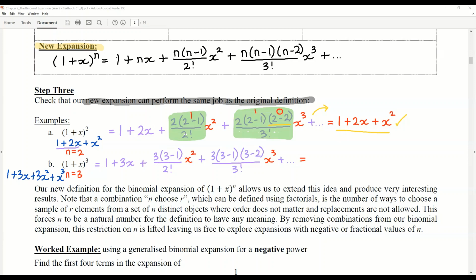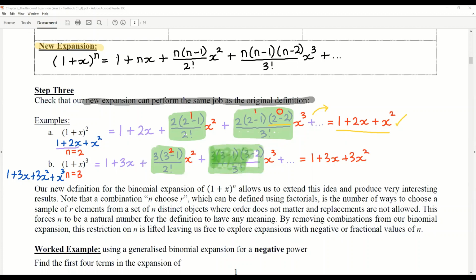Now let's have a closer look at these coefficients. So here, the x squared coefficient, we should be getting 3, shouldn't we? Let's just check that. So 3 subtract 1 is, of course, 2. So we have 3 times 2, which is 6, over 2 factorial, which is 2. So yes, of course, we do get 3. So we've got 1 plus 3x plus 3x squared. Seems to work nicely.